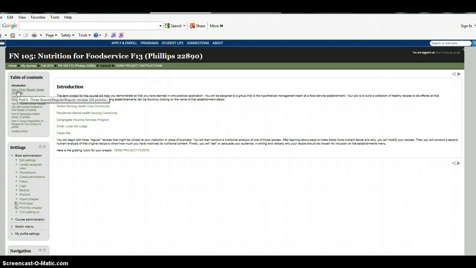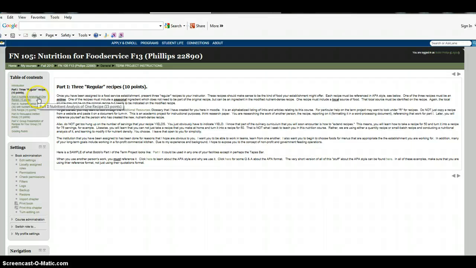Perhaps some of you haven't used online books before. What this is showing is chapters in a book. The instructions for this term project are listed in chapters. There are 5 parts to the term project, thus 5 chapters. Part 1, here's the introduction. Part 1 is 3 regular recipes. Here's a discussion of what is expected in those 3 regular recipes.